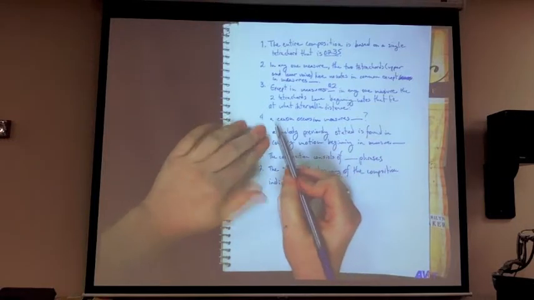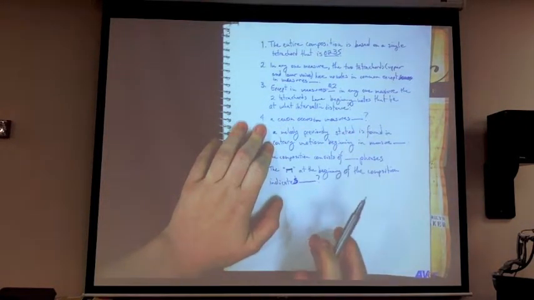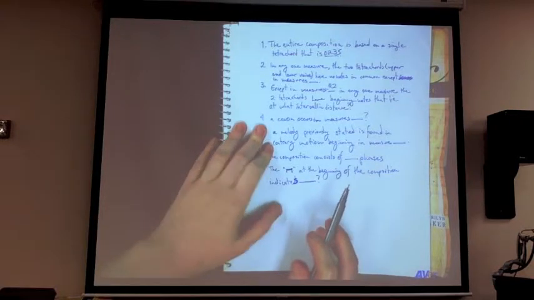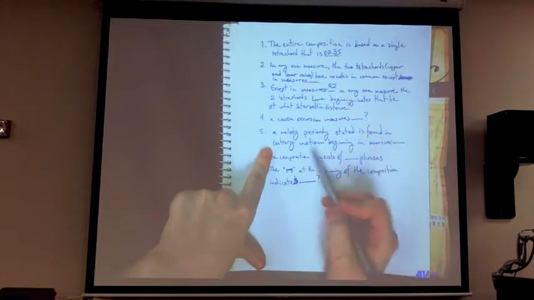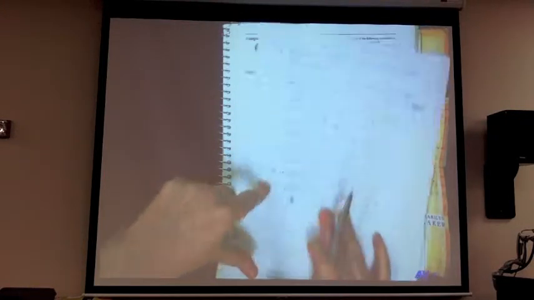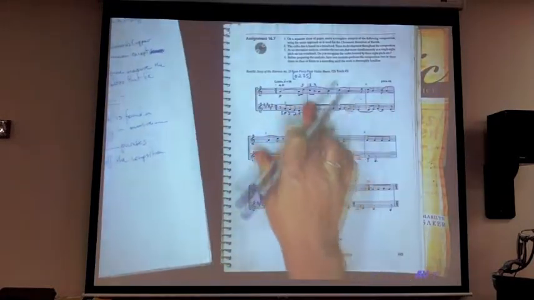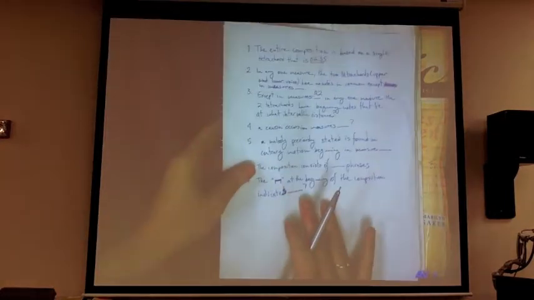All right, also, there's a canon that occurs. Find it. So in which measure does the canon happen? Also, in measure 5, a melody previously stated is found in contrary motion, beginning in what measure? So find the spot. Most of this goes in similar motion, so it's moving down. There's going to be a place where it actually goes in contrary motion, so find that spot.